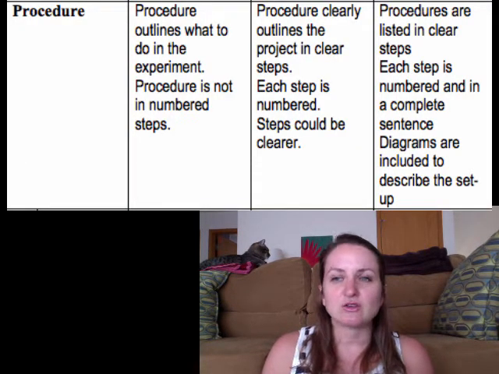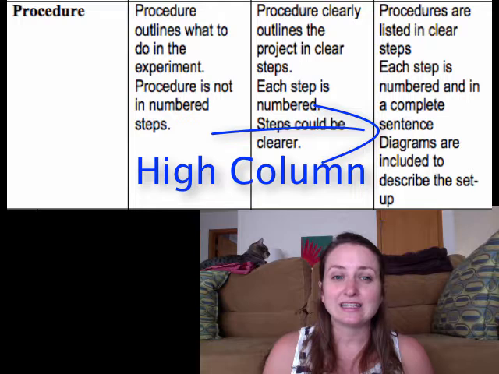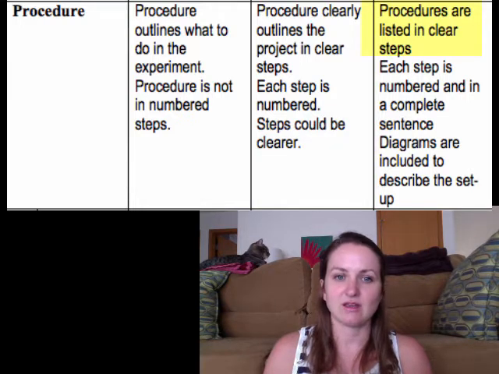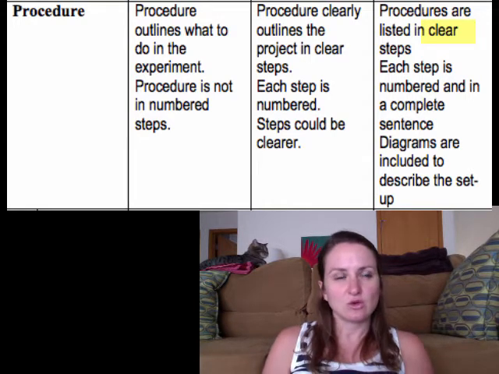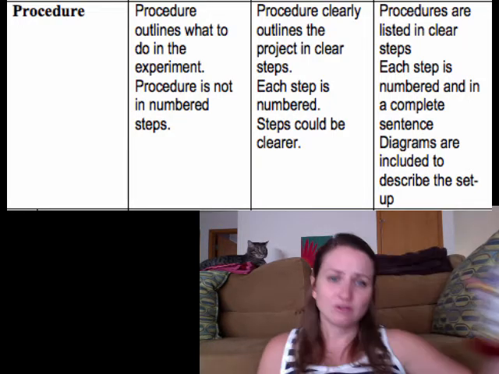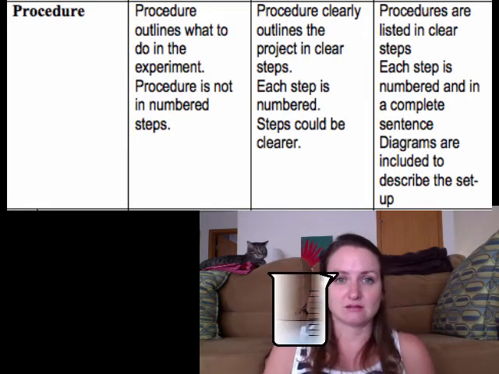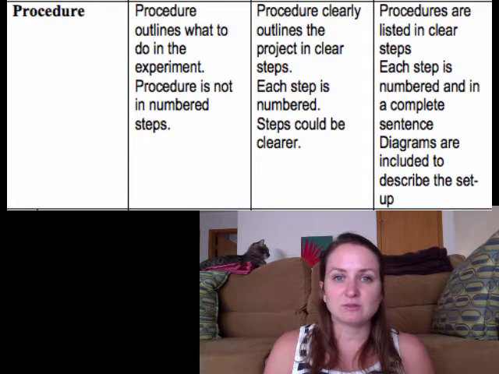The first thing that I want to talk to you about is this first part in the high column, and it says that procedures are listed in clear steps, okay? And that is a biggie, okay? Listed in clear steps. You want to make sure that when you're writing things out in a procedure, that it makes sense, that people know what you're talking about, that it doesn't just say get a glass. Because if you say get a glass, you could be getting a Flintstone glass with juice in it, or you could be getting an actual beaker glass. Okay? Two very different types of glasses, but if you're not specific about it, how are we supposed to know?